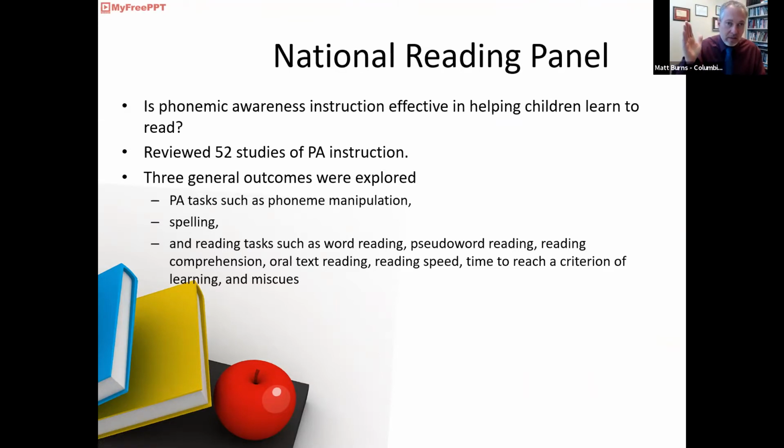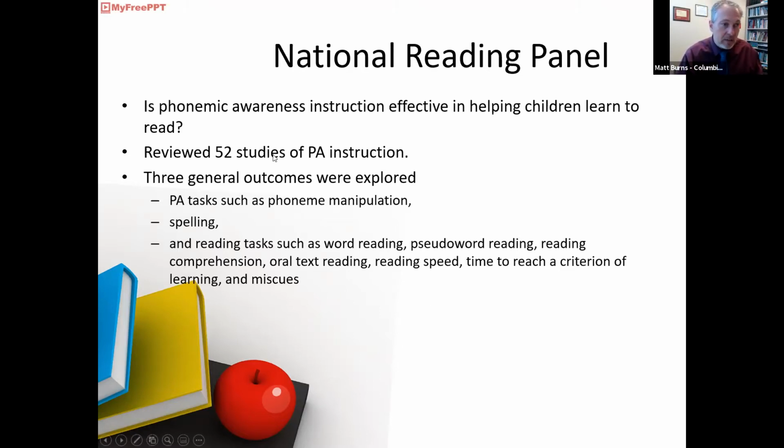You could take cat and say it as /k/ /a/ /t/. And if you take the /k/ in cat and make it a /b/, that's now bat. If I take /a/ /t/ and say it fast, that's at. All of that's phonemic awareness. And they wanted to see, does teaching kids phonemic awareness help them learn how to read?